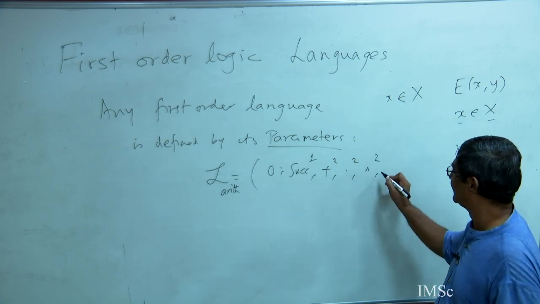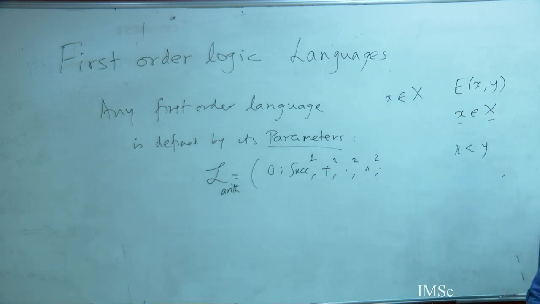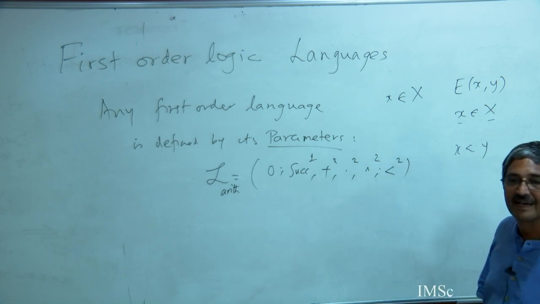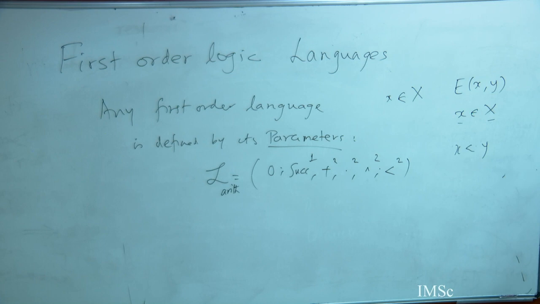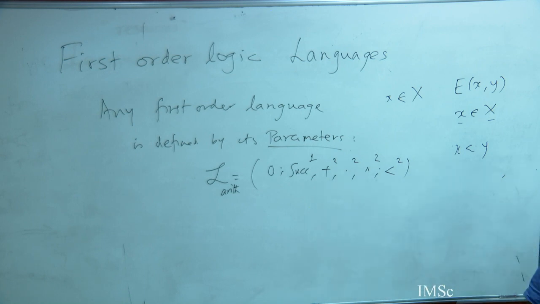Which again has two arguments. And I'm putting a semicolon here. This is all notation that I'm just going to use. This notation we will formally define and so on. But this is what we said is natural last time. And then a relation, right? The order relation. This is a rich language of arithmetic. And we said we'll look at many fragments where we'll throw away some part of it, etc.